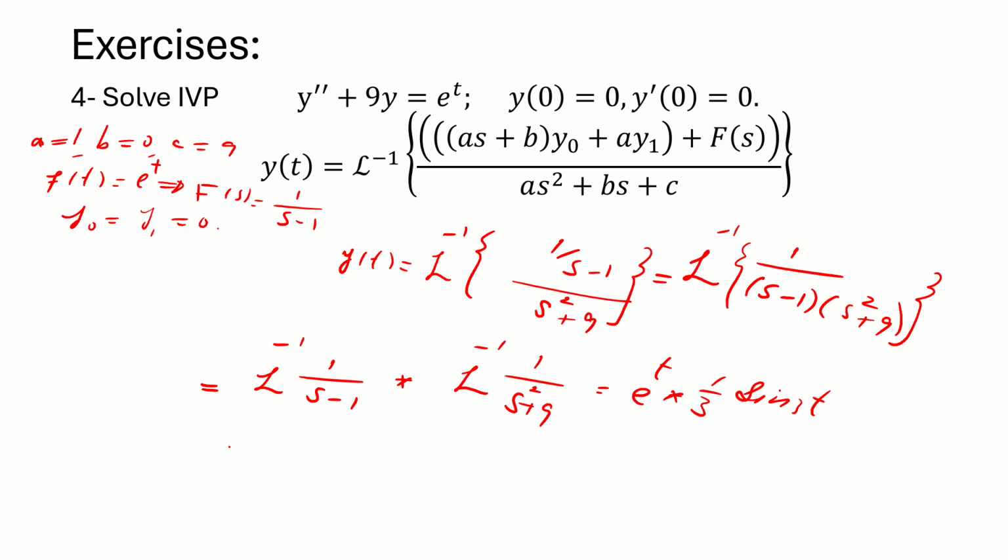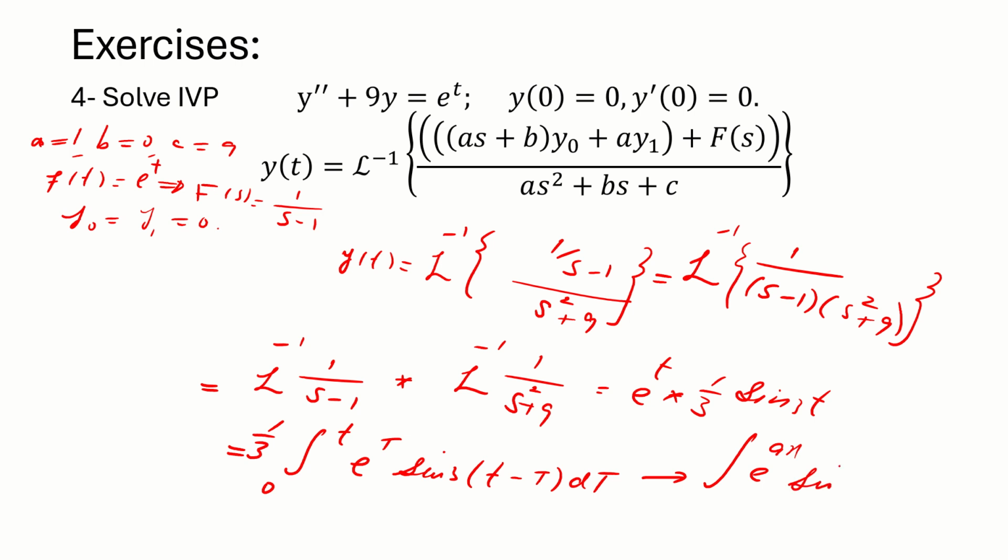And then by using definition of convolution, it is integral from 0 to t, and this is 1 by 3. We get e power tau, and then we have sine 3(t minus tau) d tau. And then again the same applying rule, e power ax into sine bx dx rule can be used to find this integral, and that will give you the solution of given differential equation.